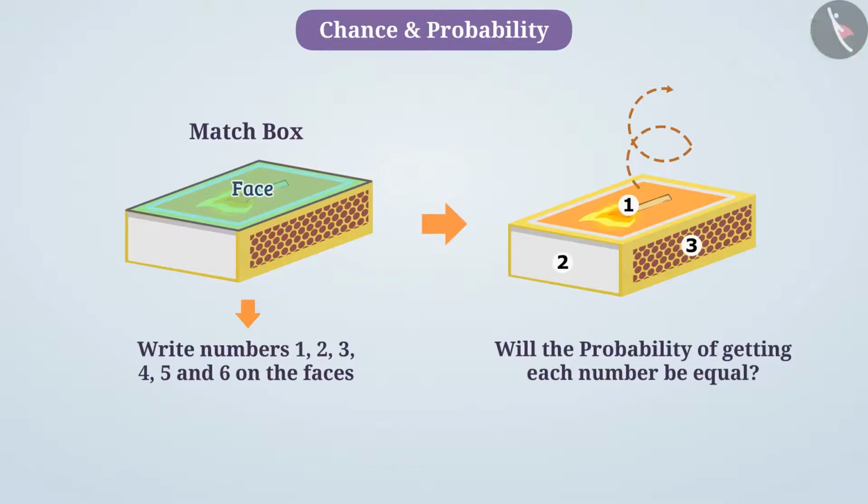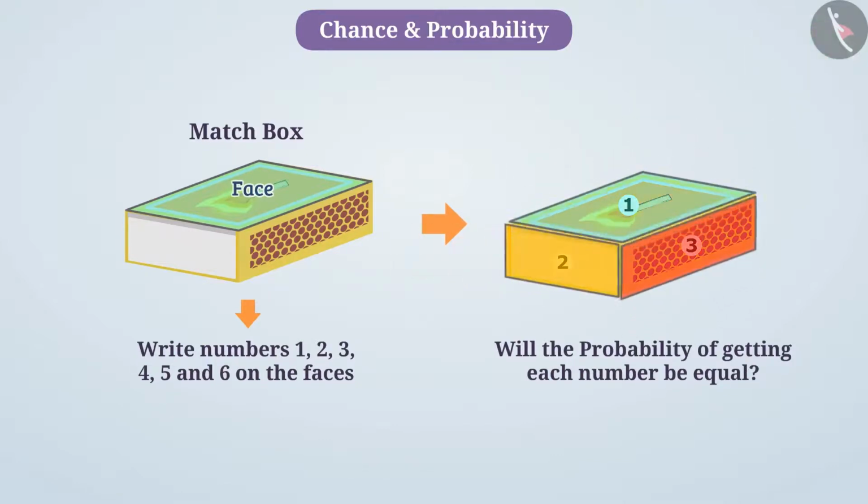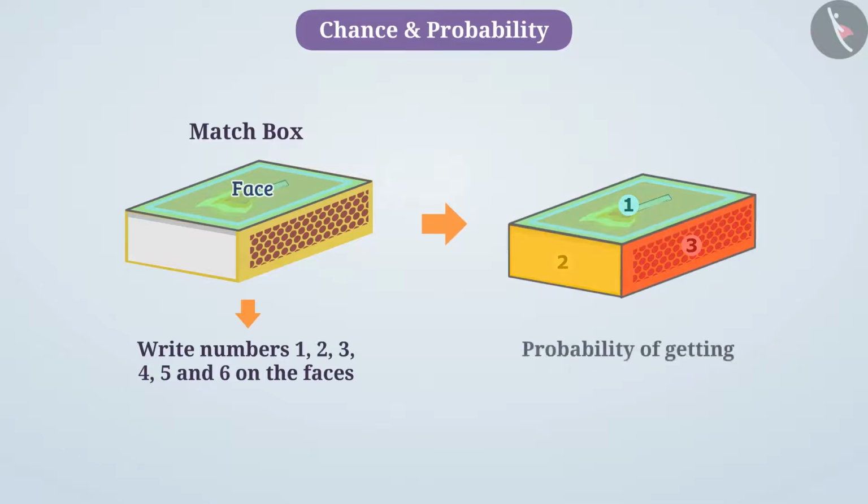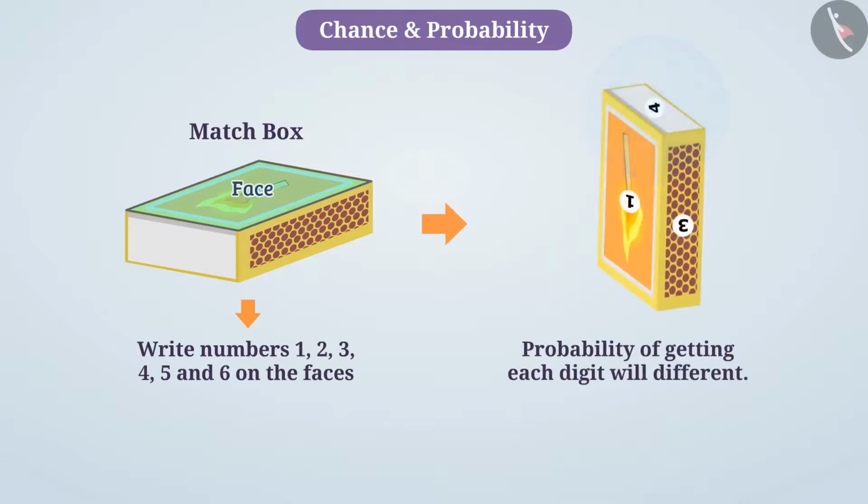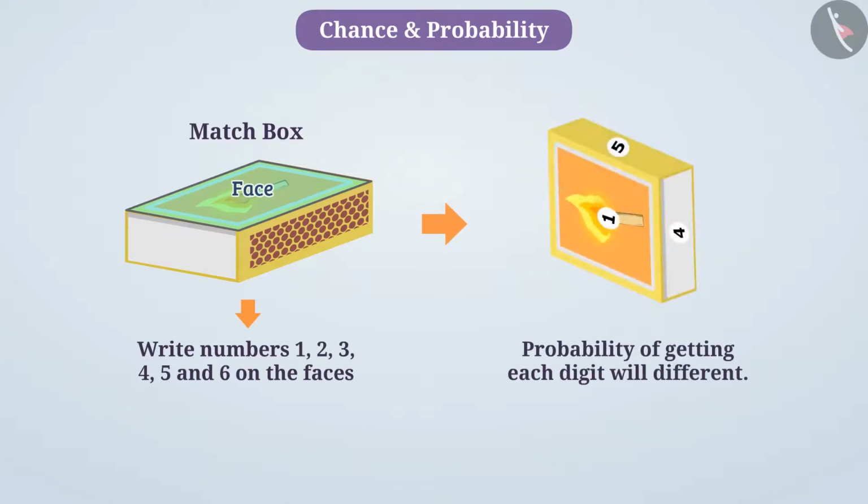You are right. Since the sizes of the faces of the matchbox are different, the probability of getting each digit will also be different. Therefore, here the outcomes cannot be equally likely.